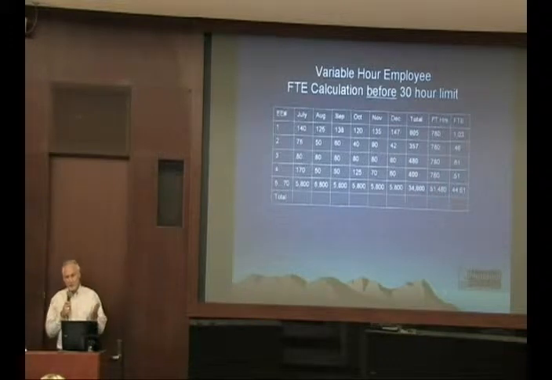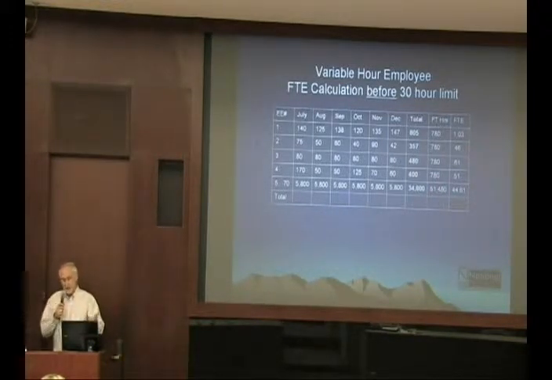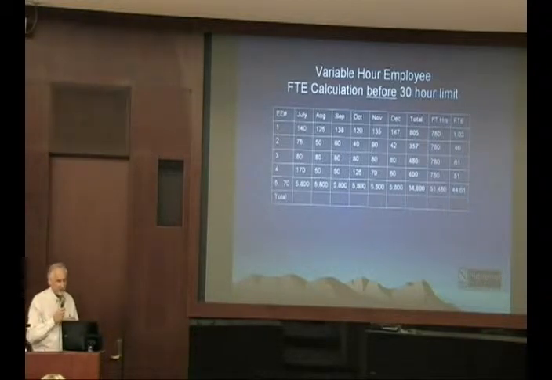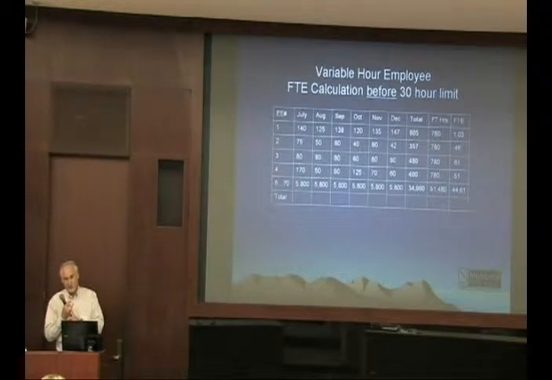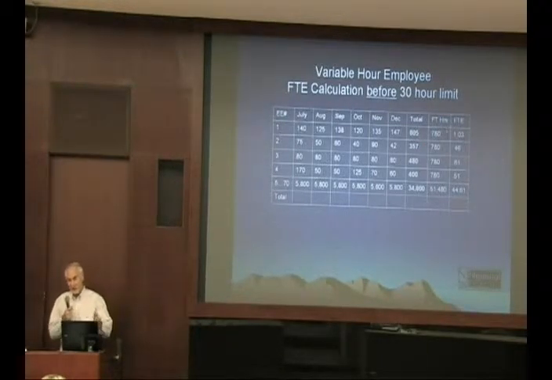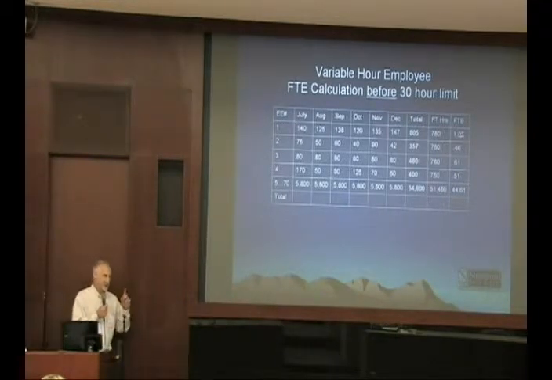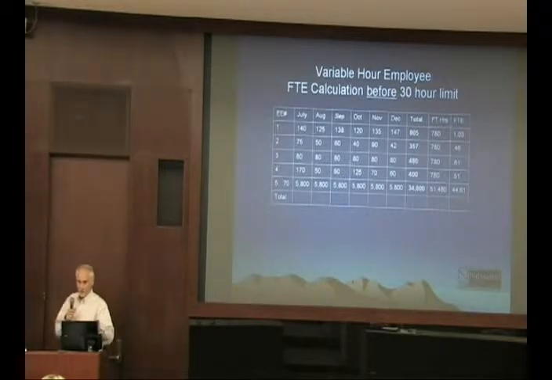Employee number 1 worked a total of 805 hours during this period. The total amount of hours you need to work to be a full-time equivalent is 780. That's 26 weeks times 30 hours a week. So this first guy worked 805, so he is 1.03 full-time equivalents. And I know I told you it can't be more than 1. I'll get back to that in a minute. These other people, what?